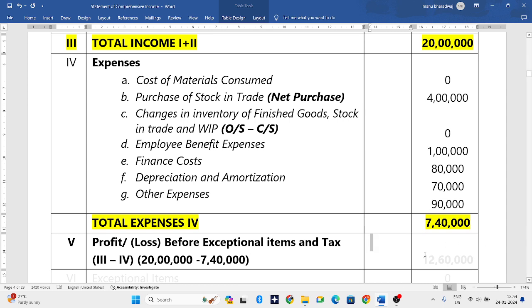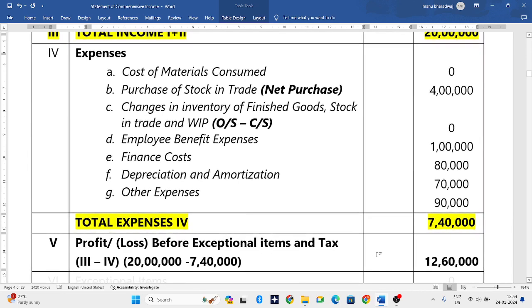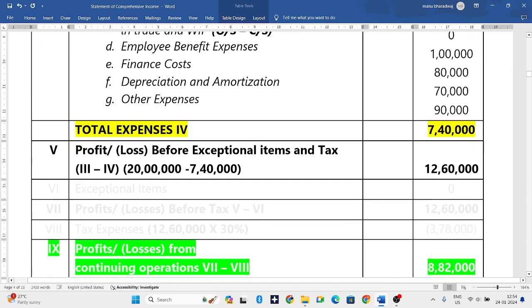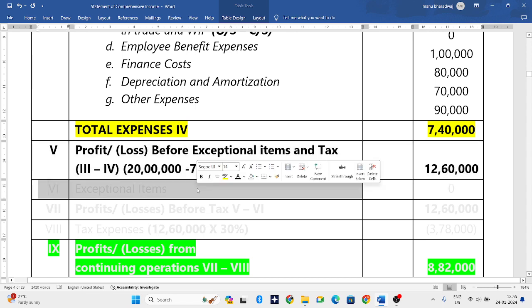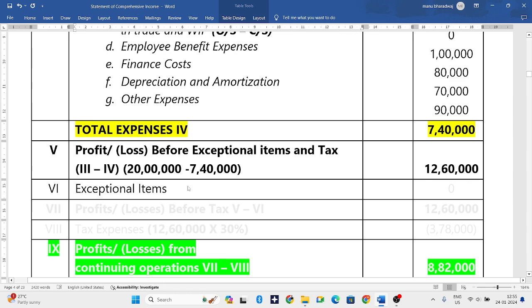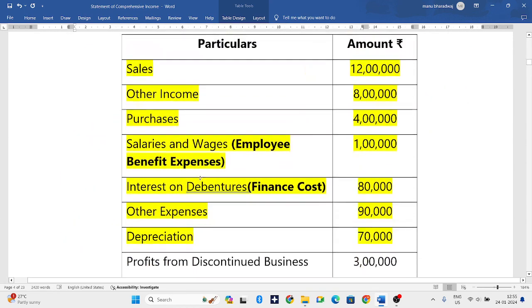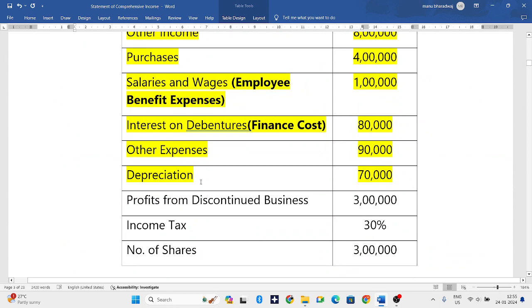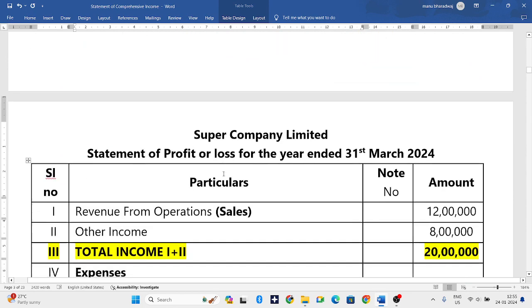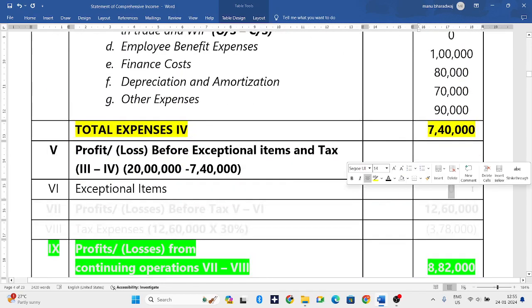If you do, you will get 12,60,000. That 12,60,000 is our profit or loss before exceptional items and tax. From that, you have to add or subtract the exceptional items. Let us check the question whether any exceptional items they have given. There is no exceptional items given. If it is not given, then take it as 0.